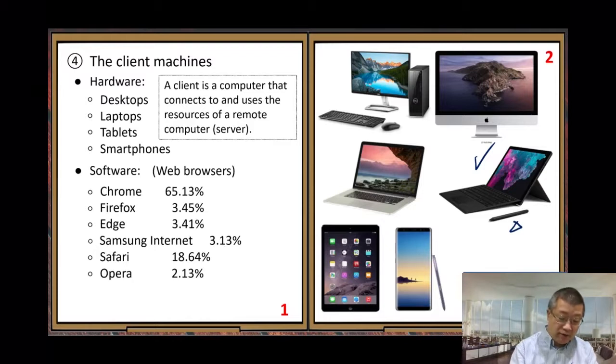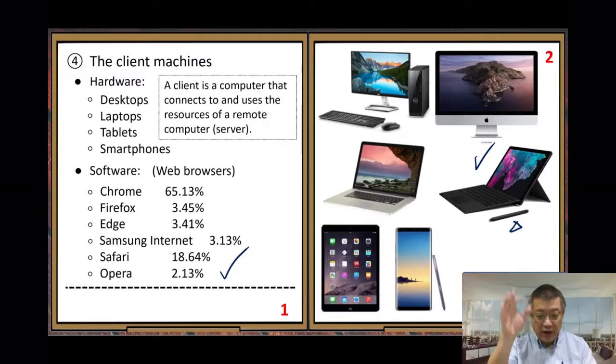This Opera is my favorite. I like this a lot, because it has some special feature I need. I use it as my backup browser. Although most of the time I still use Chrome, sometimes I use this Opera. All right. So you can see both the hardware and software of the client.